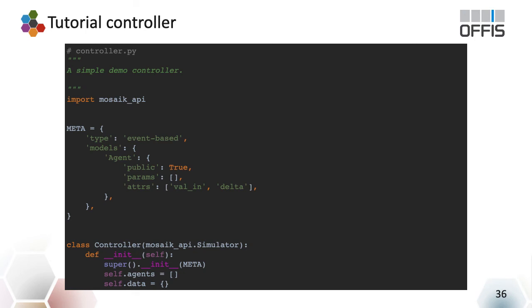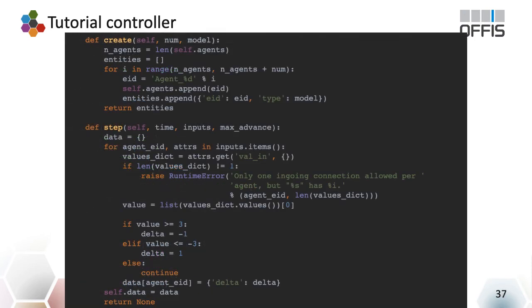The name of the model is agent, and the attributes are well in and delta. The initialization is also quite similar. We're just creating some lists and dictionaries. The create function is also quite similar, just that we are here not calling some other model, because here everything is within this one file, and we are not instantiating a separate model.